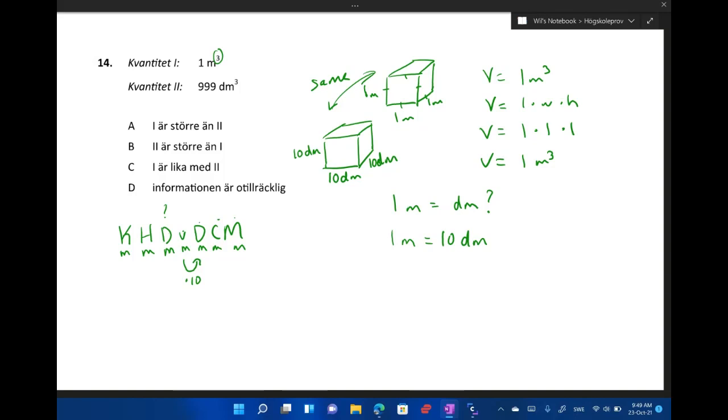Same thing goes here. To find the volume of this box, 10 times 10 times 10, or 10 to the power 3, that's going to be 1,000 decimeter cubed. So this is the same as 1,000 decimeter cubed. Well, now it's pretty obvious that quantity 1 is larger than quantity 2. So the answer is A.